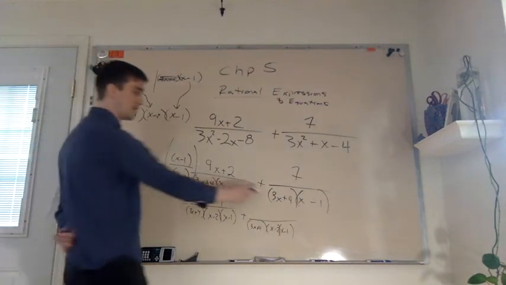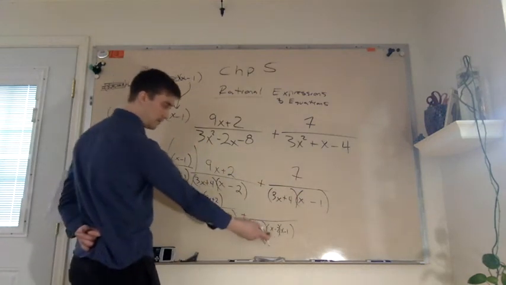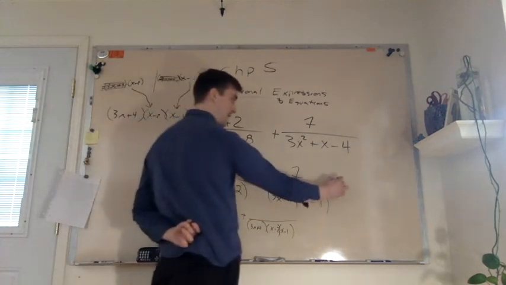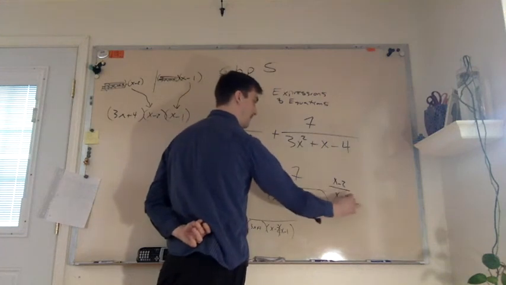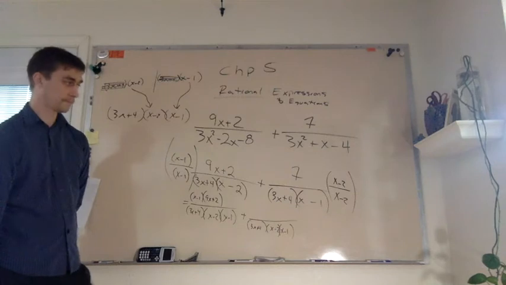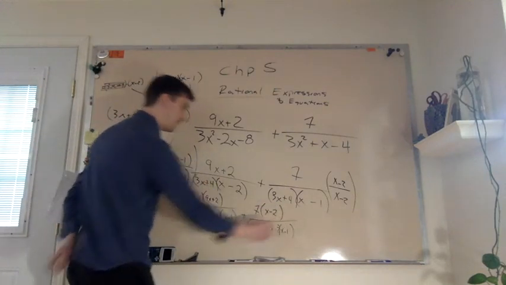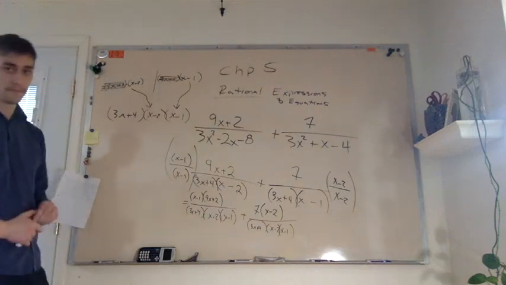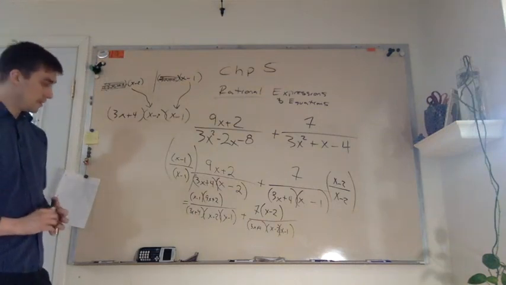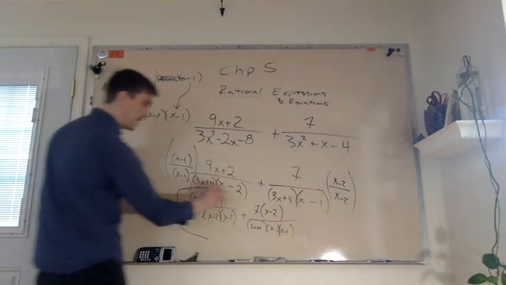Now how do you turn 3x plus 4 times x minus 1 into 3x plus 4 times x minus 2 times x minus 1? Well, you just multiply it by x minus 2 on top and bottom. So on this side you get 7 multiplied by x minus 2. So technically, this is the answer.